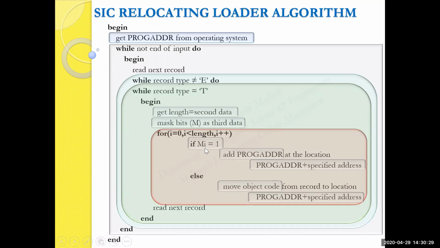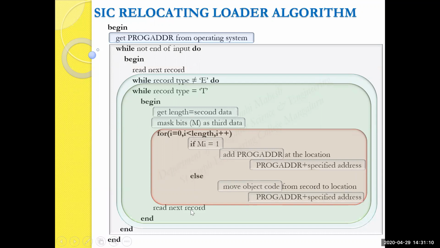So if the relocation bit associated with the object code is 1, then object codes have to be moved at the location program address plus specified address, by adding the program address to the object code. On the other hand, if the relocation bit is set to 0, then the object code from the text record will be moved into the location program address plus specified address without adding the program address.